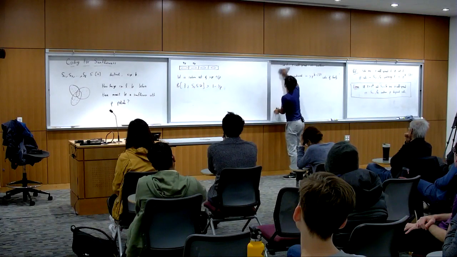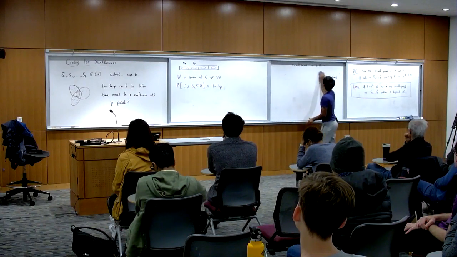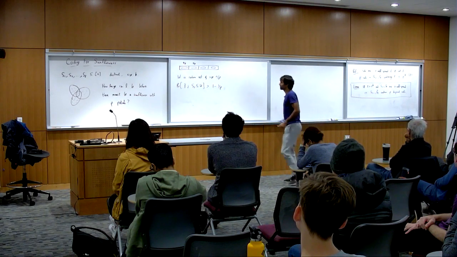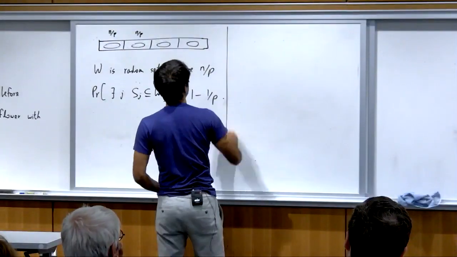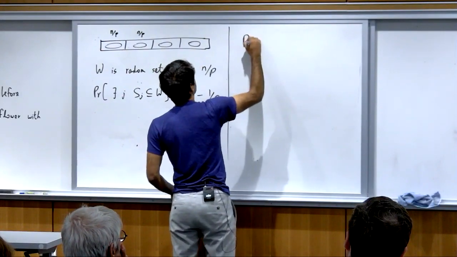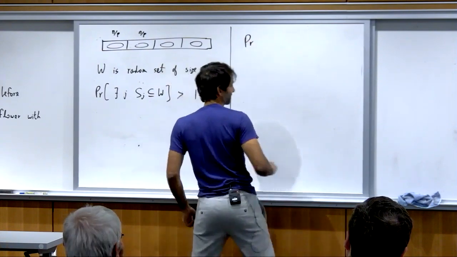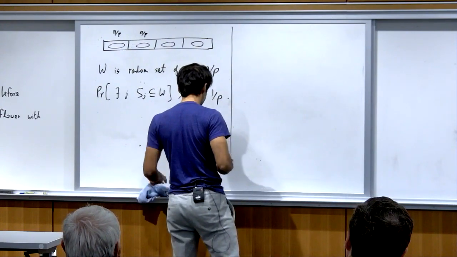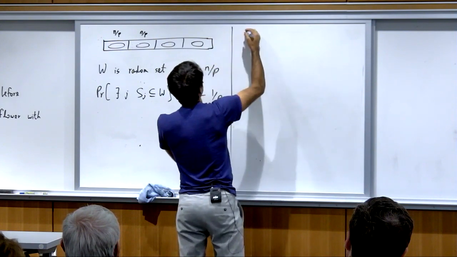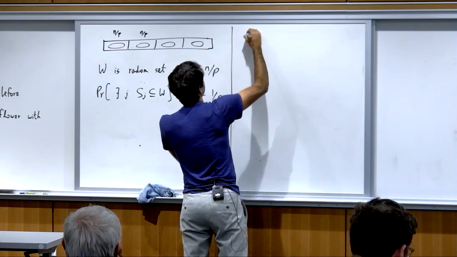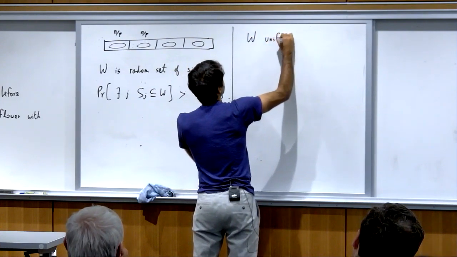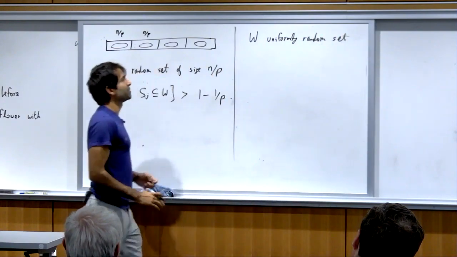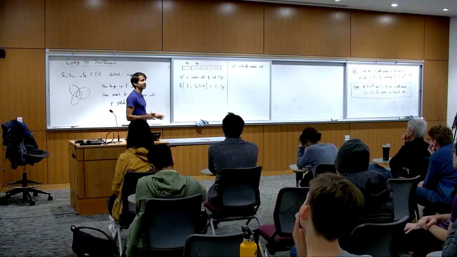So let's now imagine, let's try and understand. What I want to do is analyze this probability. Maybe I'll analyze an even easier thing. Let's imagine that W is a uniformly random set, meaning not of size n over p, but just a uniformly random set.